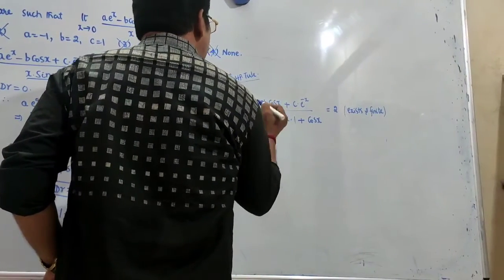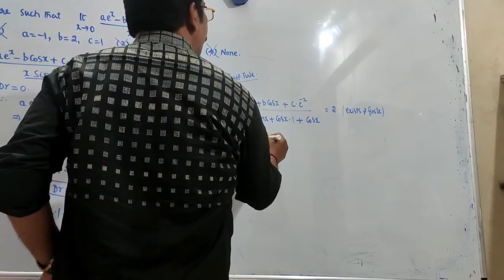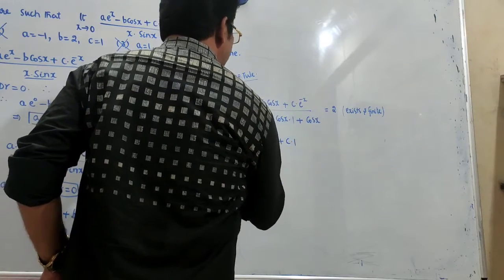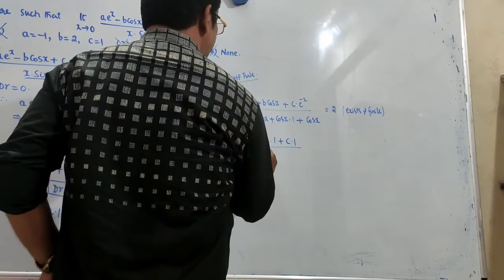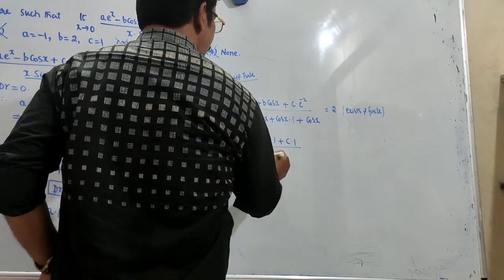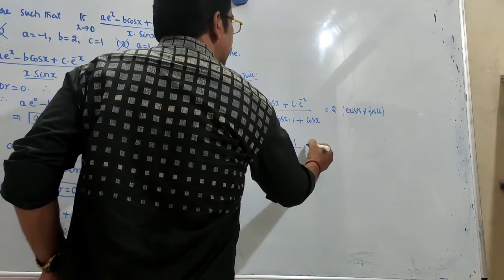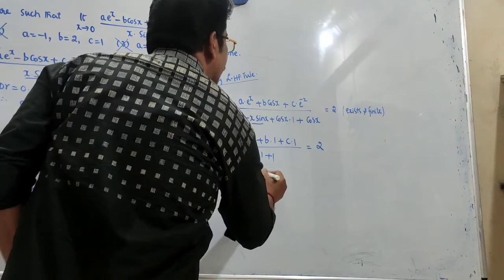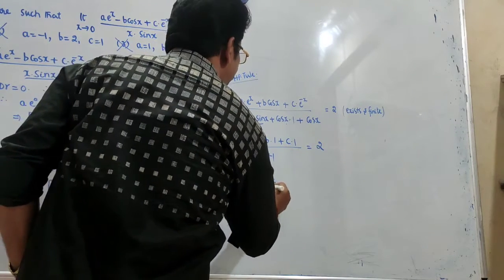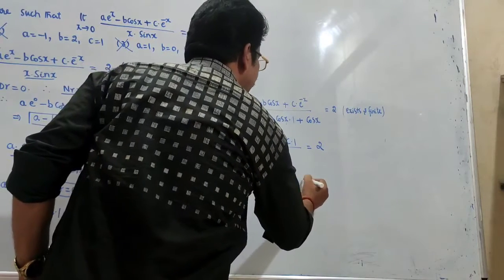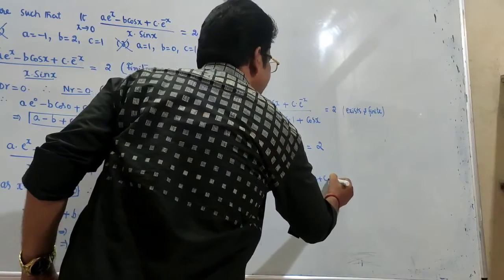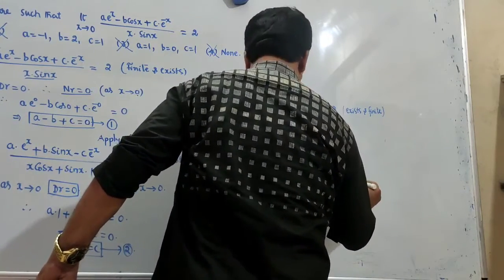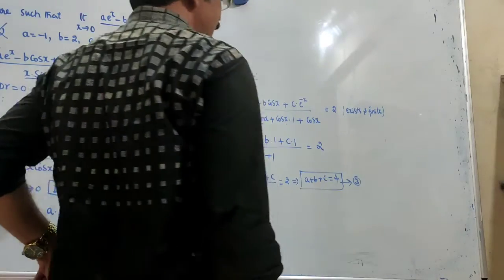So therefore a into e power 0, which is 1, plus b into cos 0, which is 1, plus c into e power 0, which is 1, divided by 0 plus cos 0 which is 1 plus cos 0 which is 1, that is equal to the given 2. So that implies a plus b plus c divided by 2 is equal to 2. It follows that a plus b plus c is equal to 4 by cross multiplication. Let it be equation number 3.